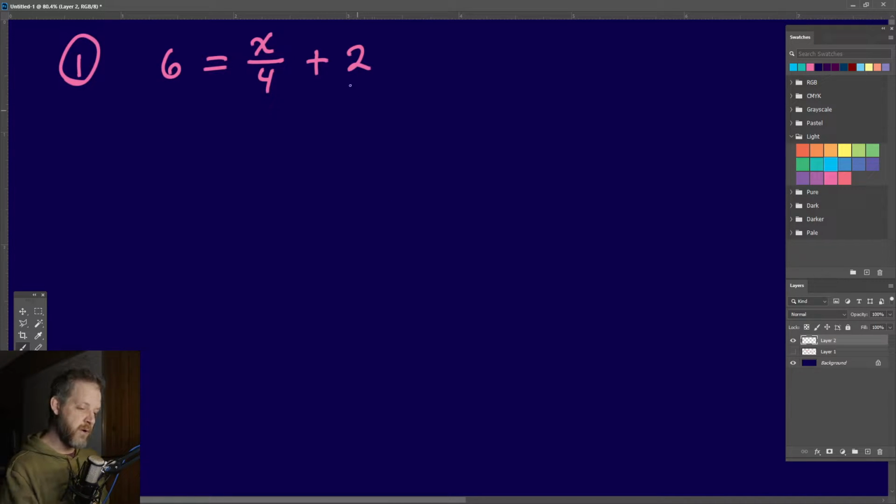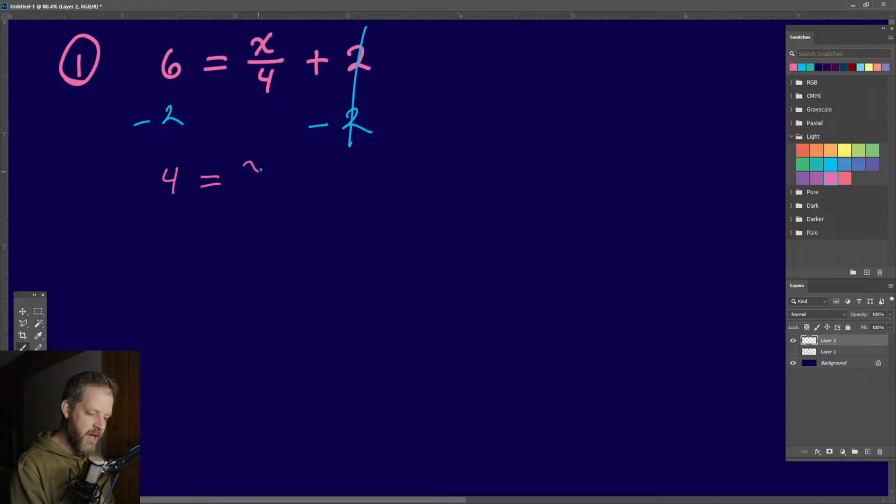So that's what we're going to do. We're going to get rid of this plus 2 first. We're going to get rid of the 2, which is attached using addition. So how do we get rid of it? We subtract it. So we're going to minus 2 on this side. If we minus 2 on this side, then we've got a minus 2 on this other side. 2 minus 2 cancels, which is good. That's what we want. Now 6 minus 2 is 4.